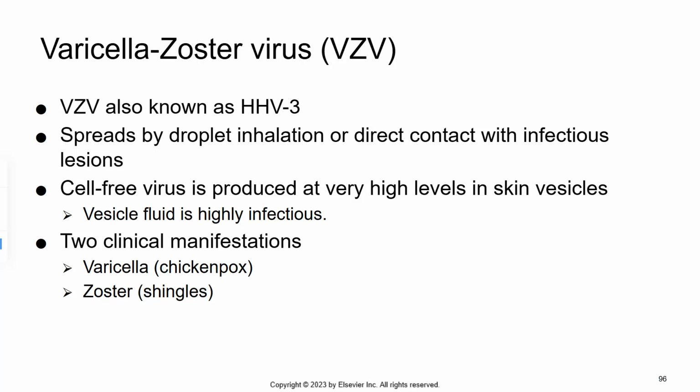And moving on to varicella-zoster virus. Varicella-zoster virus, VZV, also known as HHV3, spreads by droplet inhalation or direct contact with infectious lesions. Cell-free virus is produced at very high levels in the skin vesicles. Vesicle fluid is highly infectious. There are 2 clinical manifestations: varicella, which is chickenpox, or zoster, which is shingles.